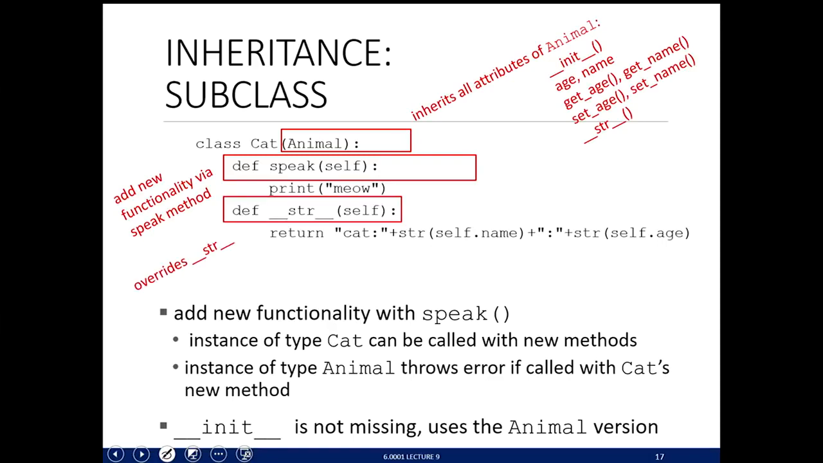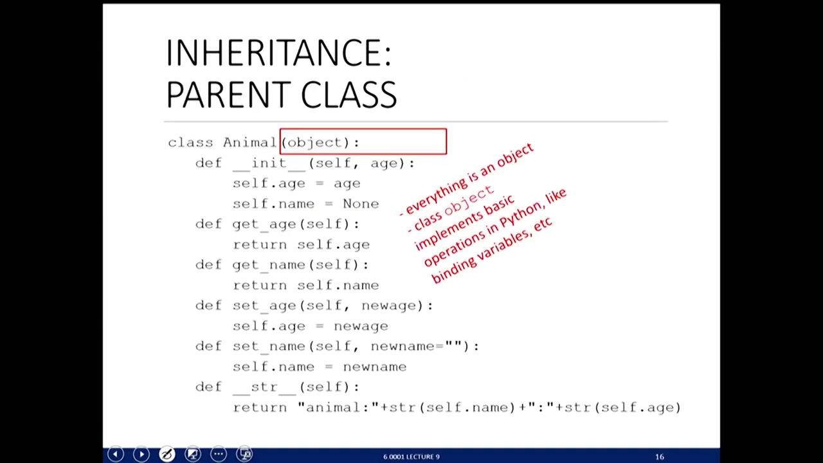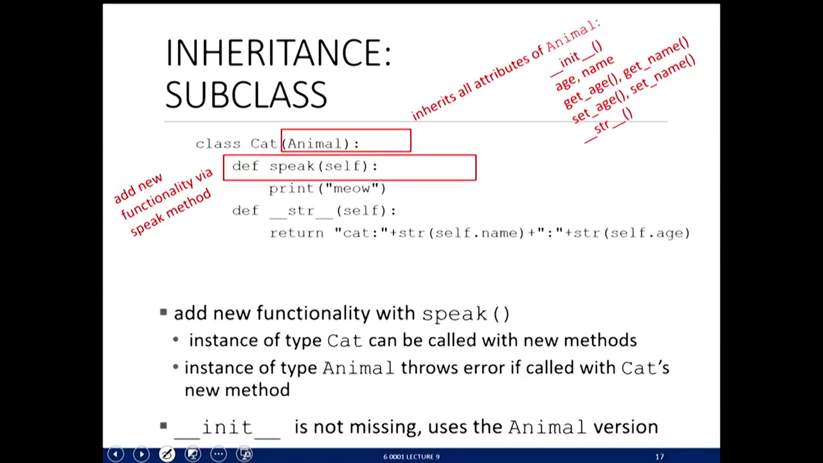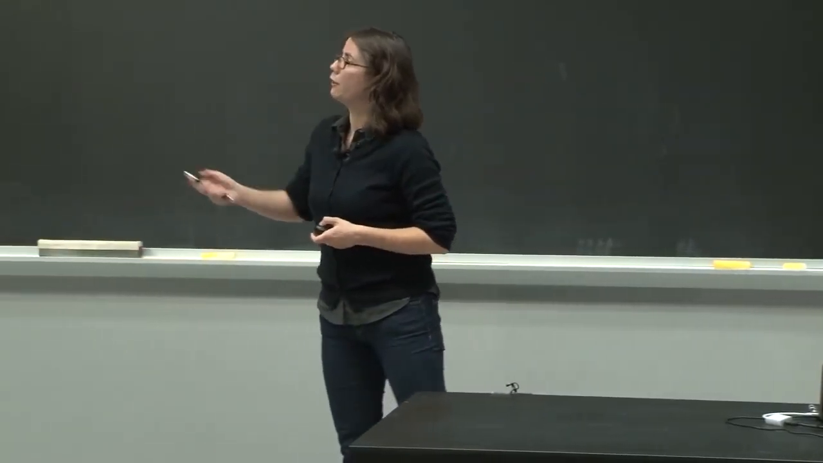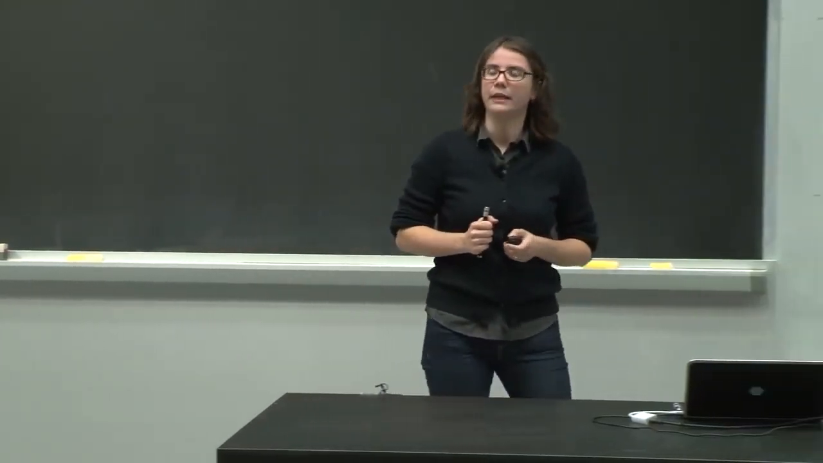Additionally, through this str method here, we're overriding the animal's str. If we go back to the previous slide, we can see that the animal's str had animal plus the name plus the age, whereas the cat's str now says cat, name, and the age. So this is just how I chose to implement this. Here I've overridden the str method of the animal class.